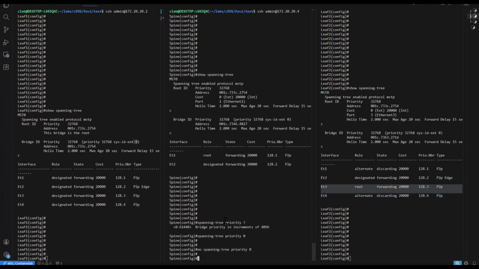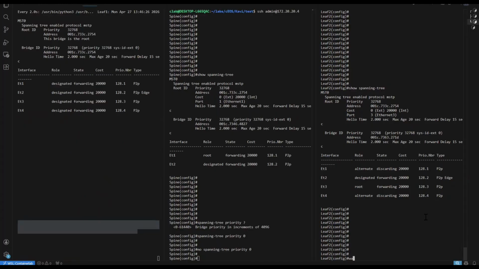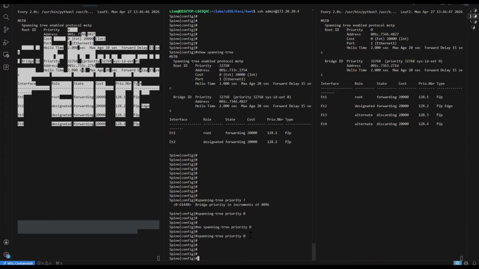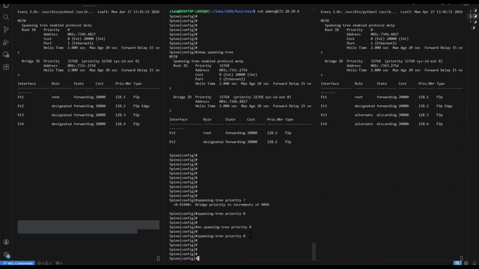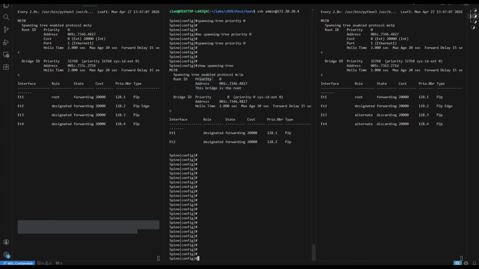Before doing that, let's watch how spanning tree converges live. So I'm giving this command: watch, then show spanning-tree. Now I'm going to configure the priority as 0 on the spine. Now look carefully. You can see the output on leaf 1 and 2 has changed. Right now, the spine is the spanning tree root, because it has the lowest priority among the three. Look at this carefully, because I'll be doing some other configurations with priority 0 as well, but they will be different. So just look at the difference here.